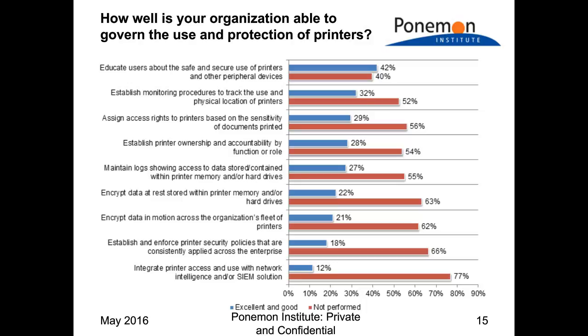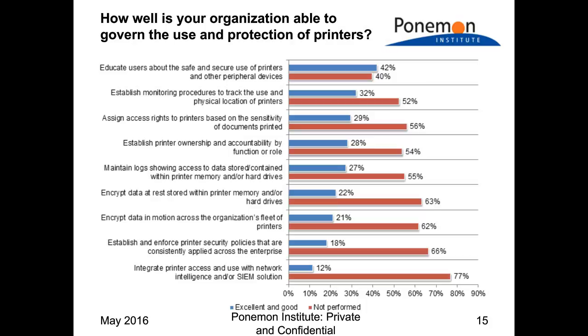So we ask people to grade. Keep in mind that the grade is probably inflated, so we look at the excellent and good response, the A and B response, and then we also compare that to the not performed. In other words, these particular good steps for governance are not being done. And if you look at these numbers, it's kind of interesting, like educate users about the safe and secure use of printers and other peripheral devices. 42% grade themselves as good or excellent. 40% are not doing it at all. Establish monitoring procedures to track the use and physical location of printers. 32% rate themselves high, and not being performed is at 52%.